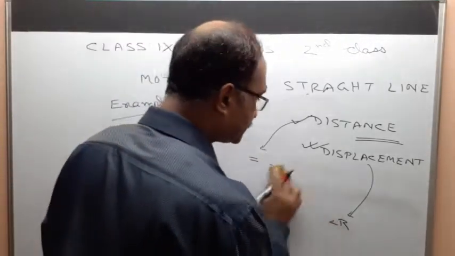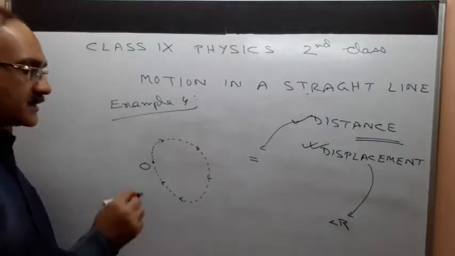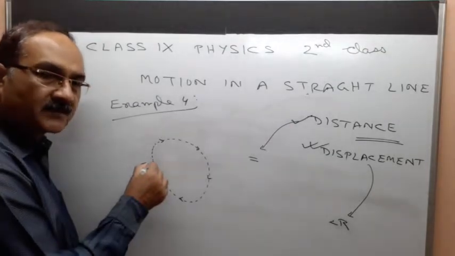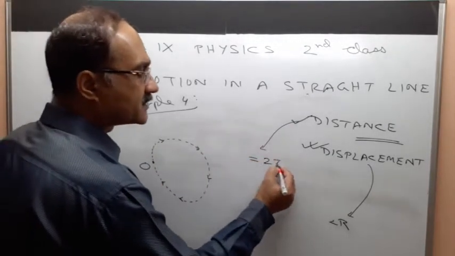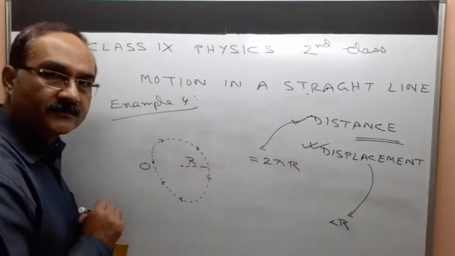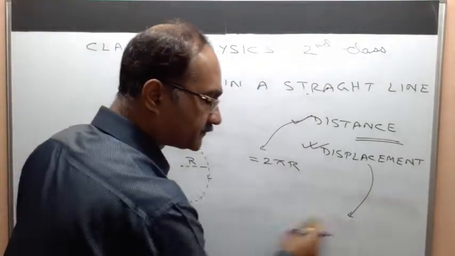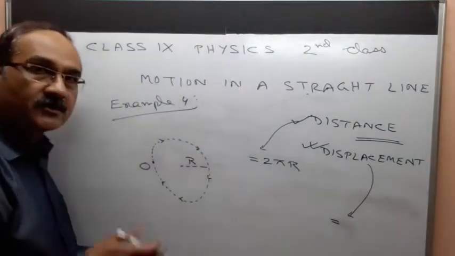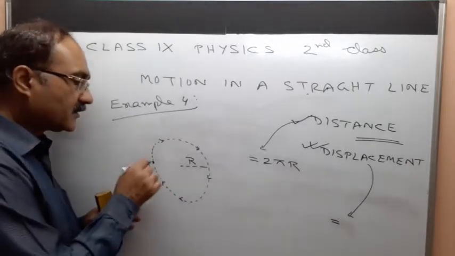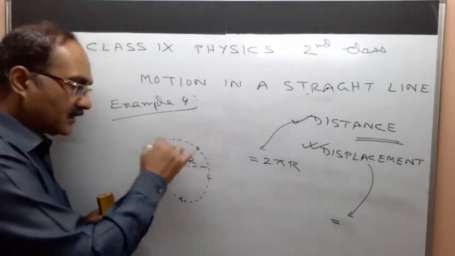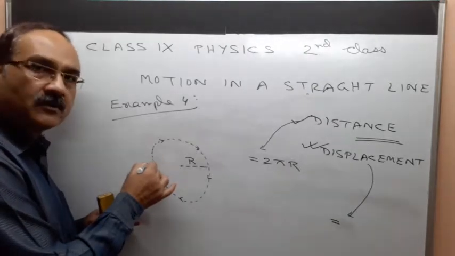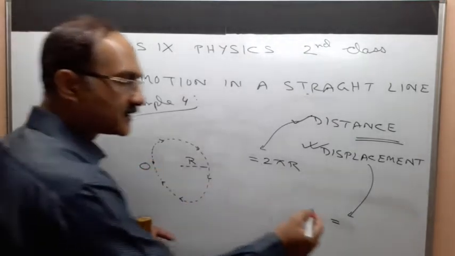Now see, the distance covered by the body is the circumference of the circle. So circumference of the circle is twice pi r, if r is the radius. What will be the displacement? Displacement is the shortest distance between the initial point and the final point. In this situation, the body initially was at O and it came back again to O, that is its final position is also O. So that means the displacement here is 0.